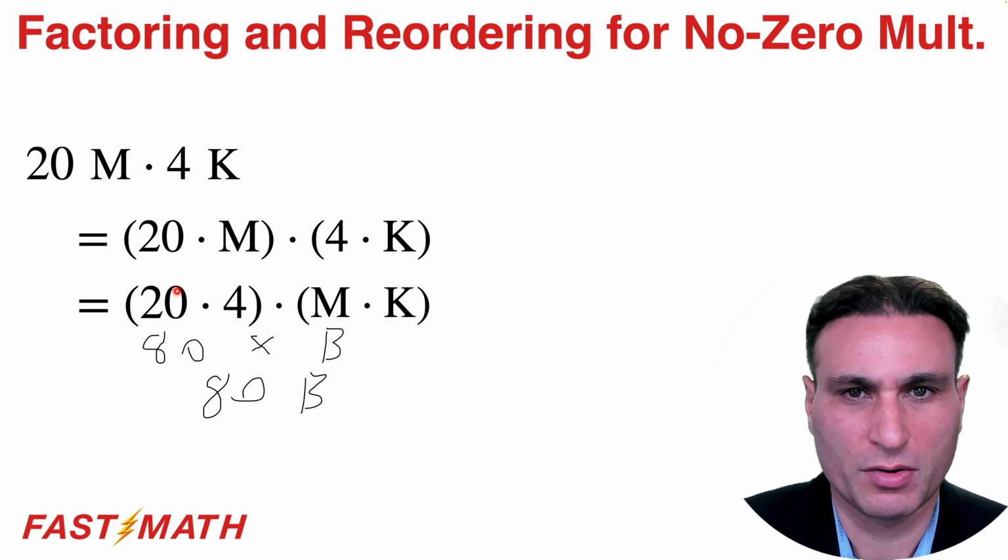Again, you don't have to write all this out and factor each term explicitly and reorder the terms, but this is what's happening behind the scenes when you use no-zero multiplication. Once you understand the concept behind no-zero multiplication, you can just write down the results of each step. Factoring and reordering explains why we can multiply the numerical portions and units of magnitude separately and combine the results.